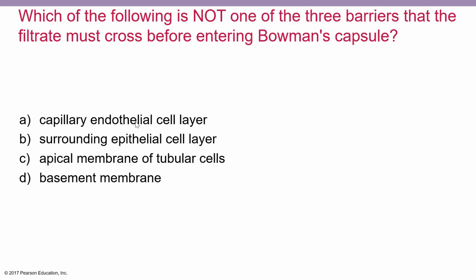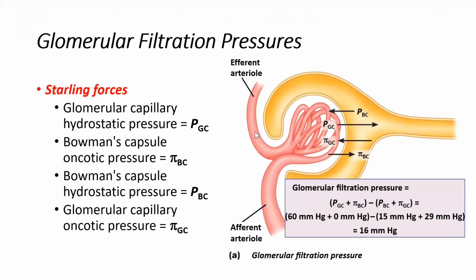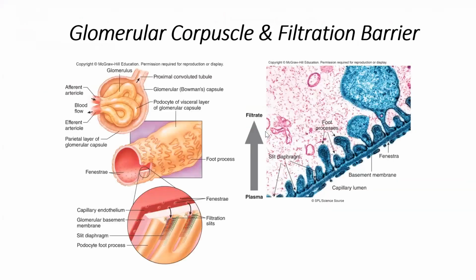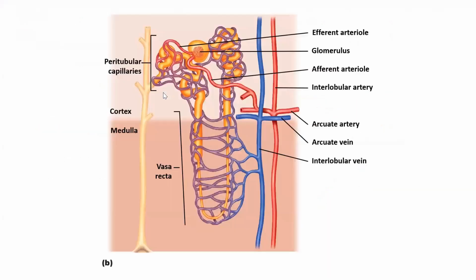So the three layers we're going to go across are the capillary endothelial layer, its associated basement membrane. Remember, endothelial cells have that underlying basement membrane. And then we have the epithelial layer of the Bowman's capsule. It's not going to go through the apical membrane of the tubular cells because we're not in the tubular structures just yet. And I just want to go back here to illustrate that.